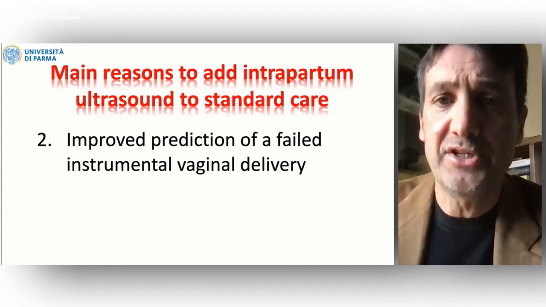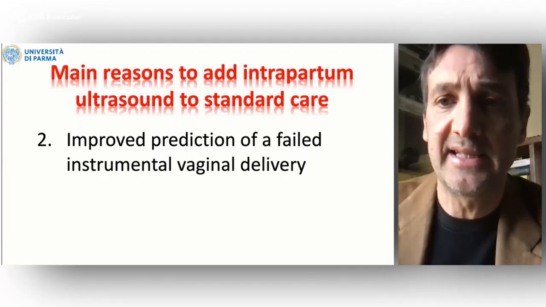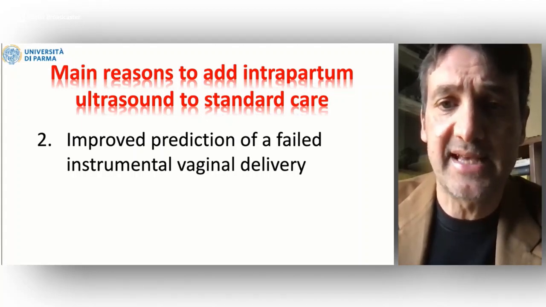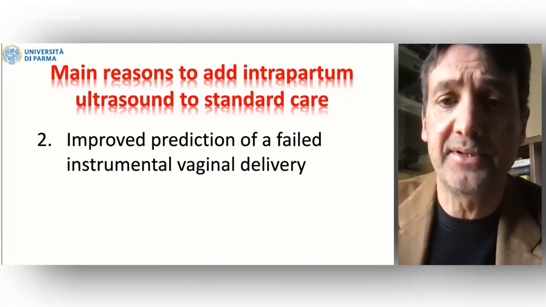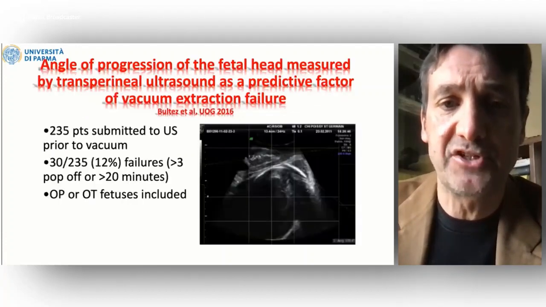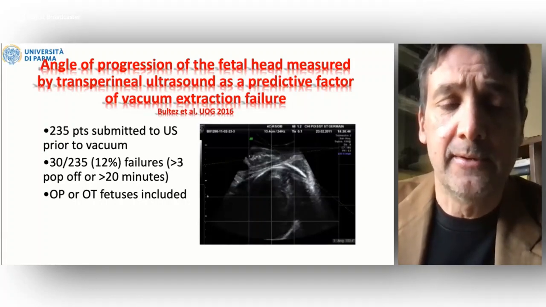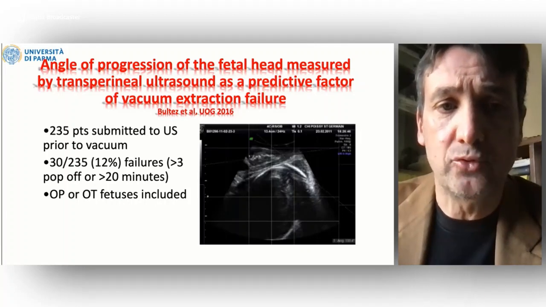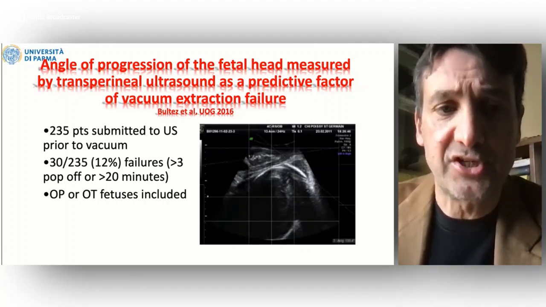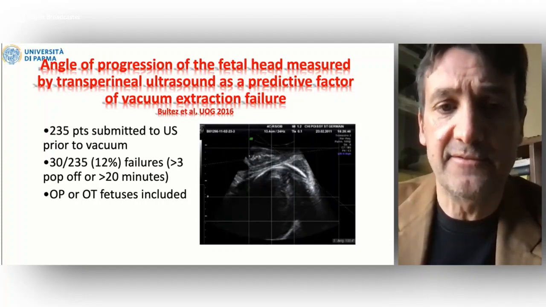The second good reason to add intrapartum ultrasound to the standard care is that we can use ultrasound to improve our ability to decide between a cesarean delivery or instrumental vaginal delivery, and to predict the chance of a failed instrumental vaginal delivery. This is a study from France where more than 230 women were about to undergo vacuum extraction. Just before that, the angle of progression was measured. In this cohort, there were 12% of failed vacuum deliveries.